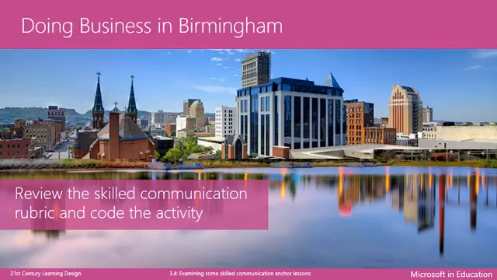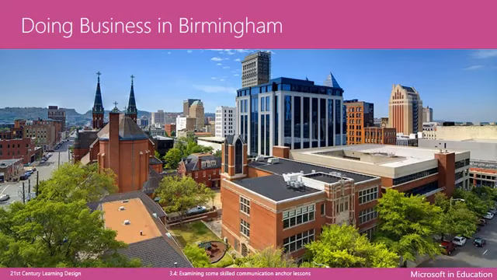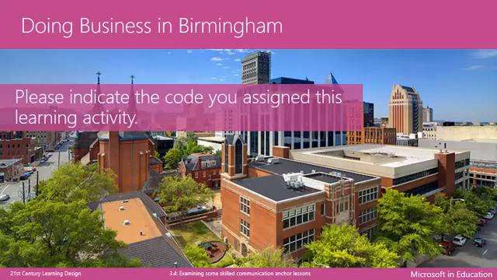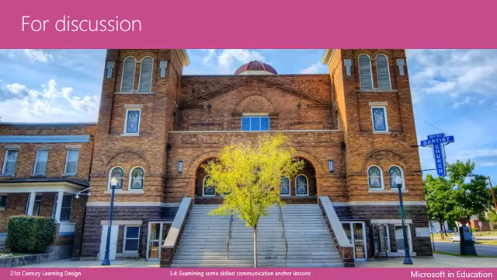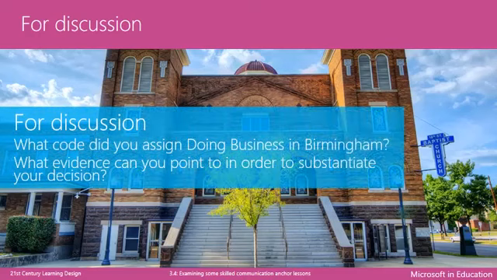Having examined the anchor lesson Doing Business in Birmingham, please indicate the code you assigned this learning activity. As before, we would encourage you to join the discussion where you can share your views on how you coded the activity for skilled communication. What code did you assign Doing Business in Birmingham? What evidence can you point to in order to substantiate your decision?